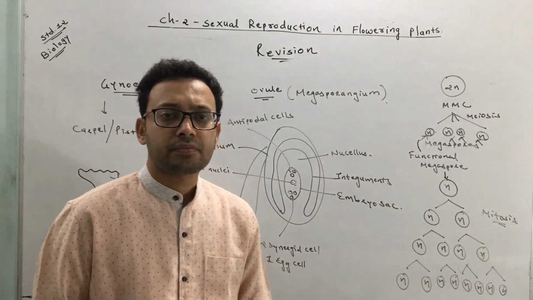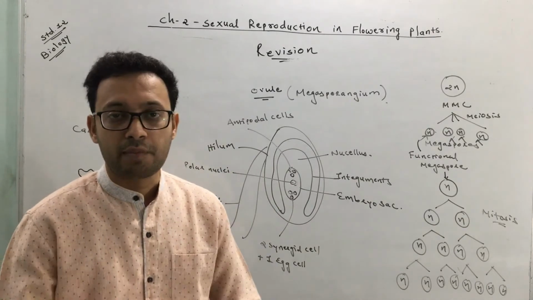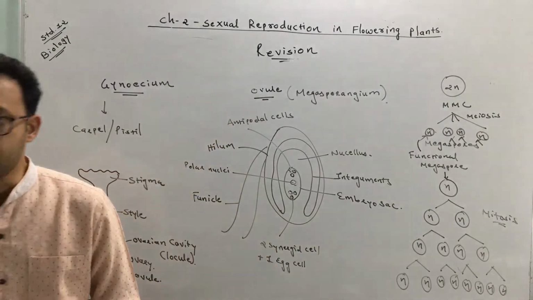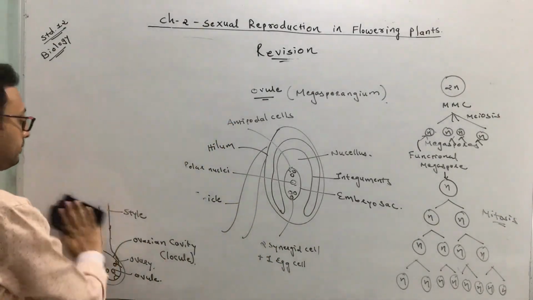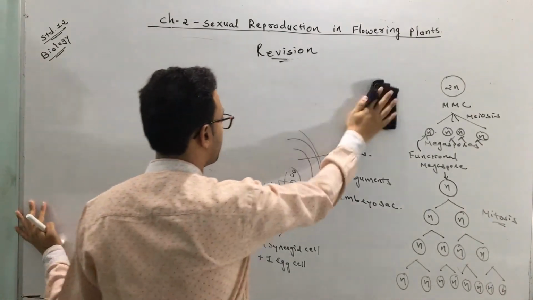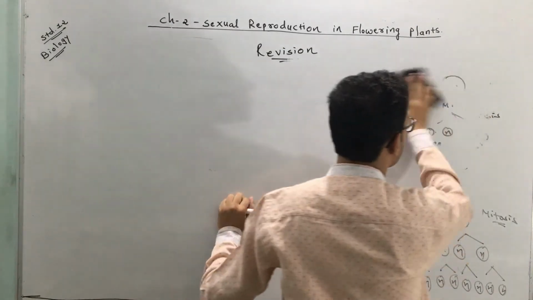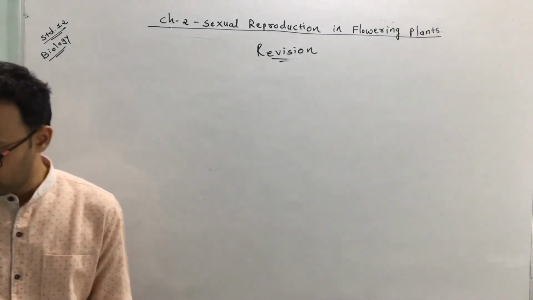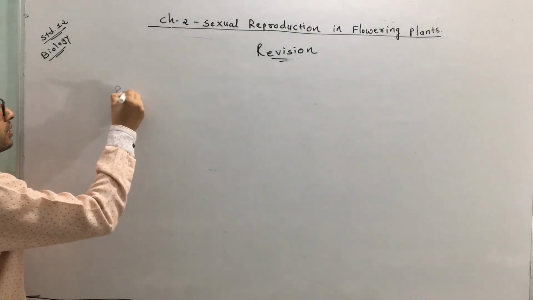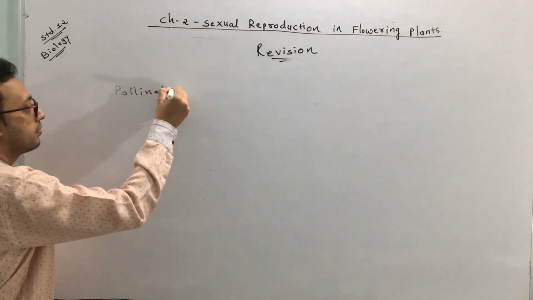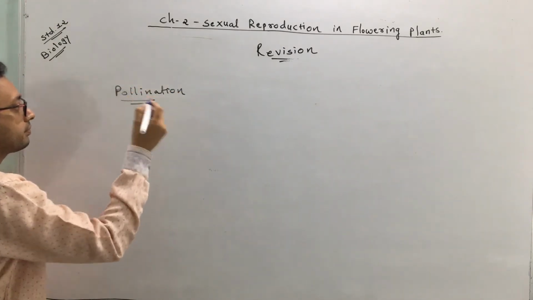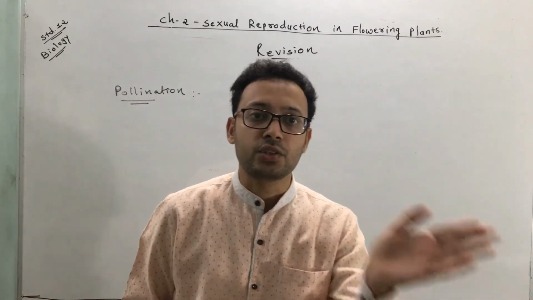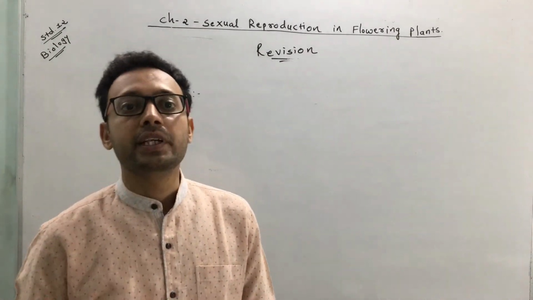So that's all about the male and female gamete formation process. Now once the gamete is formed, the next process starts, which we call pollination. So what is the pollination process? Pollination means the transfer of pollen grain from anther to a stigma. This is called the pollination process.